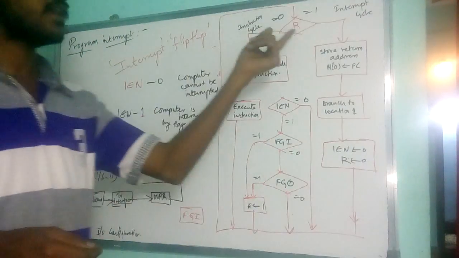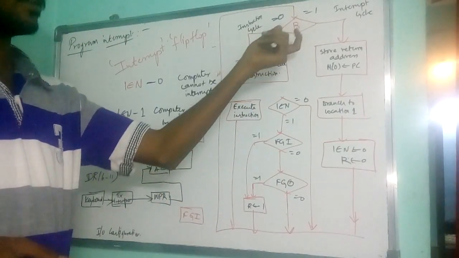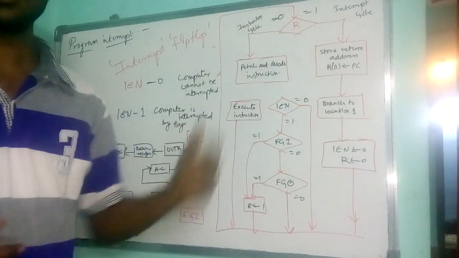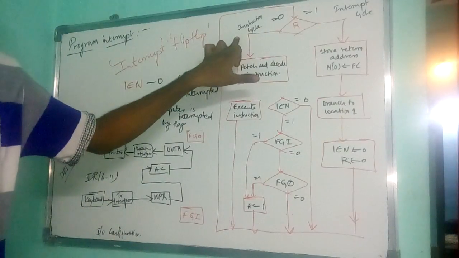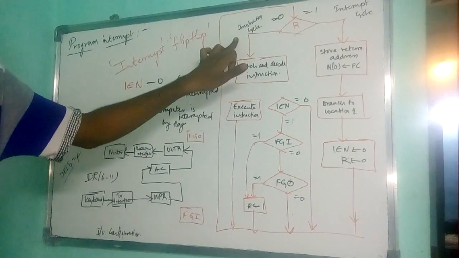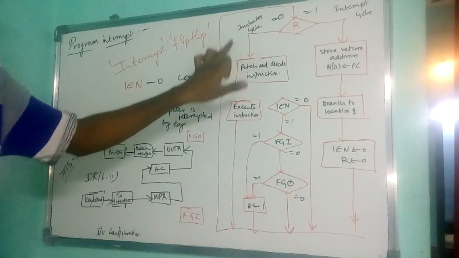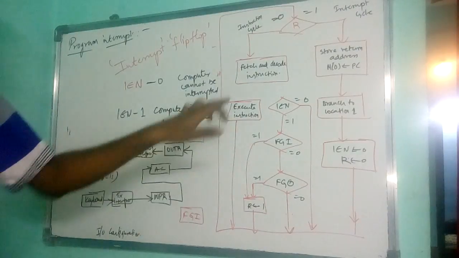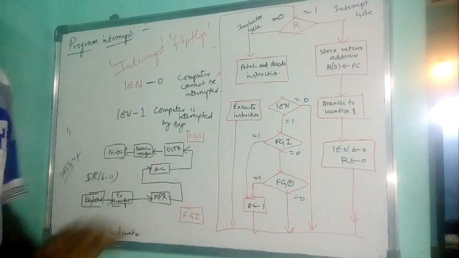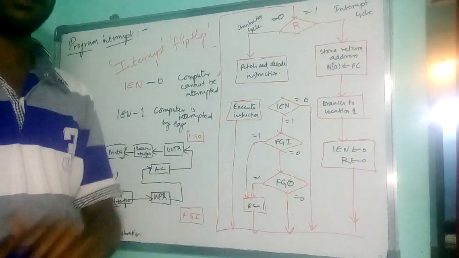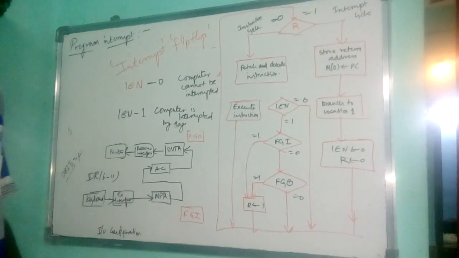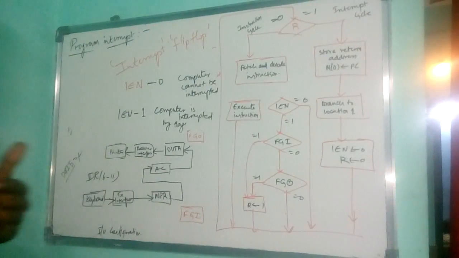Okay, here R is my flip-flop. Whenever R is 1, it is the interrupt cycle, and when R is 0, it is the instruction cycle. We already saw what the instruction cycle is and how it performs: fetching and decoding the instruction, and next executing the instruction, right? This is my instruction cycle part. But whenever my R is 1, it is the interrupt cycle. Okay, we'll see how this interrupt cycle goes.